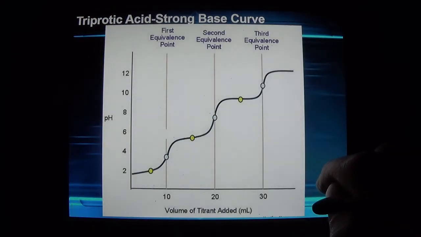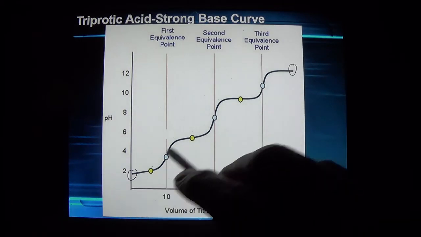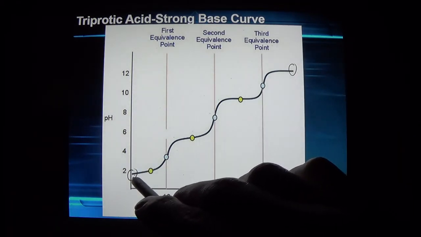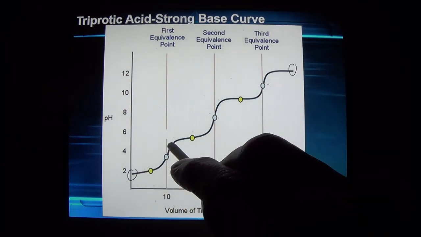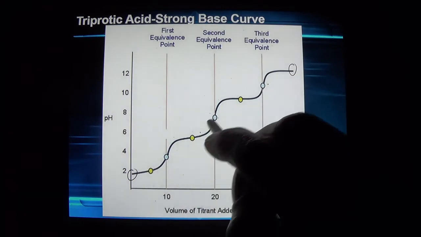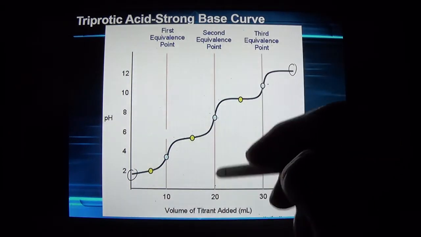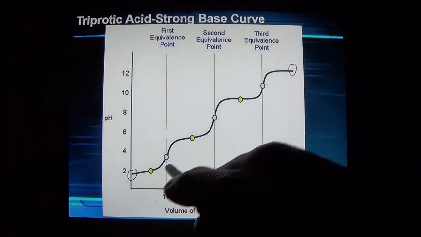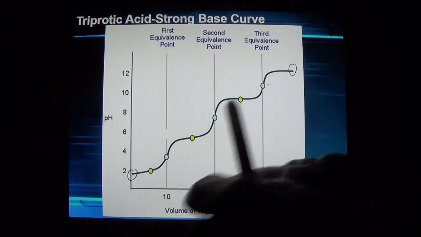Here's a triprotic acid. Again, I start strong and end strong: a strong triprotic acid with a strong base, and I get 3 equivalence points. I get 3 jumps in pH, and that also means I have 3 half equivalence points. And again, that starts over between each equivalence point. So now I could find Ka1, Ka2, and Ka3 right off my graph.